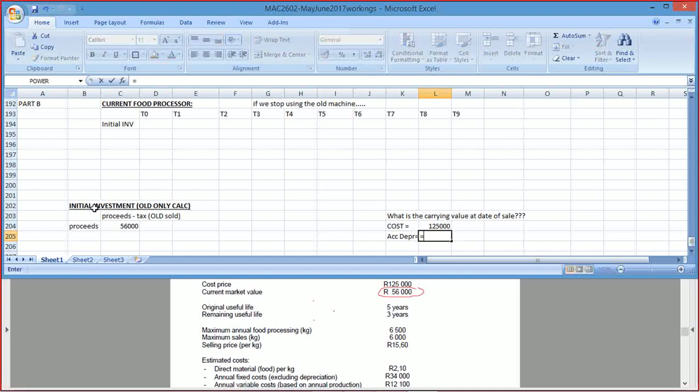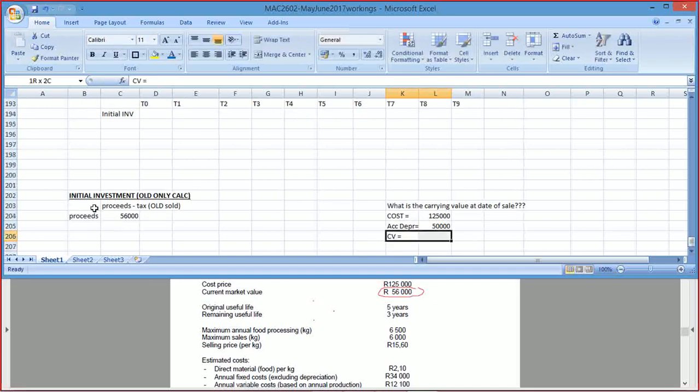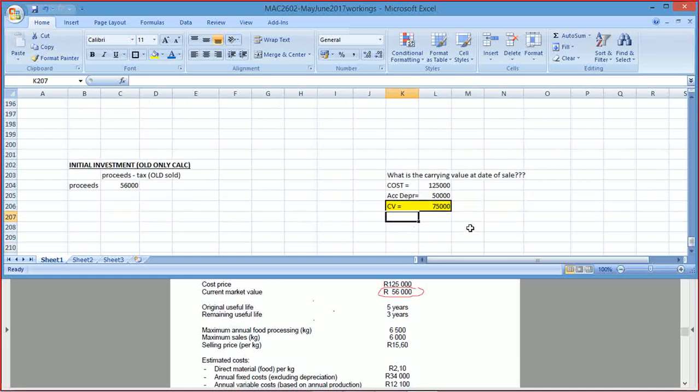So accumulated depreciation for 2 years is how much? 125 times 2 divided by 5. Do you agree? Yes, sir. So carrying value for the asset is 75,000. How much did you sell it for? Current market value 56. So you would sell it for 56. Then you would have a scrapping allowance. You've sold it at a loss.